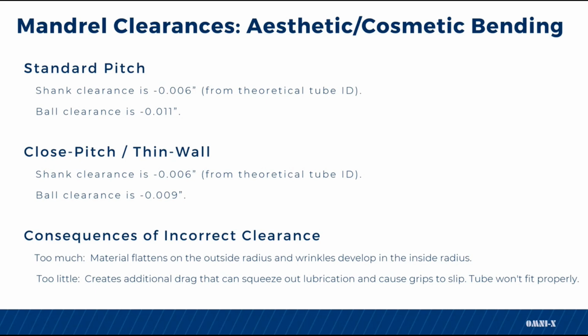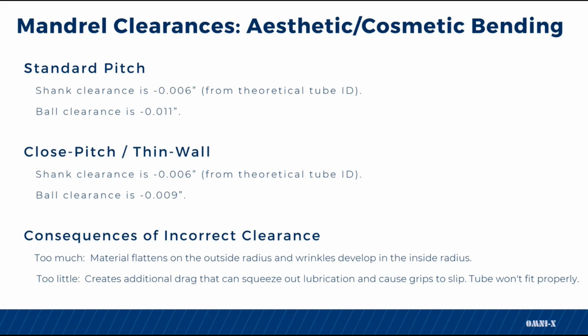For closed pitch or thin wall mandrels, the finished shank diameters are held to the same 6/1000 of an inch from the tube ID, while the ball diameters are held to 9/1000 of an inch from the ID of the tube. The difference between the shank clearance and the ball clearance can be referred to as the shank to ball step down.